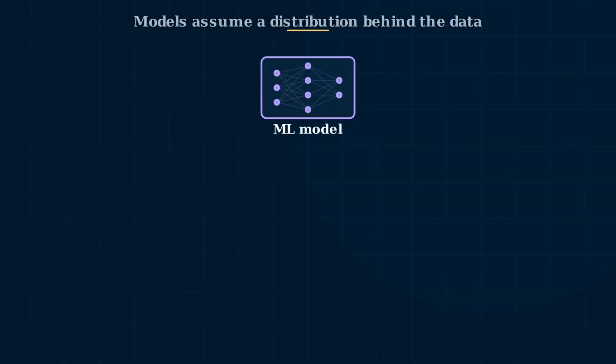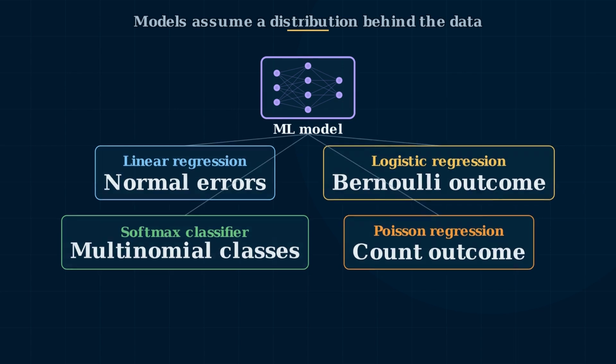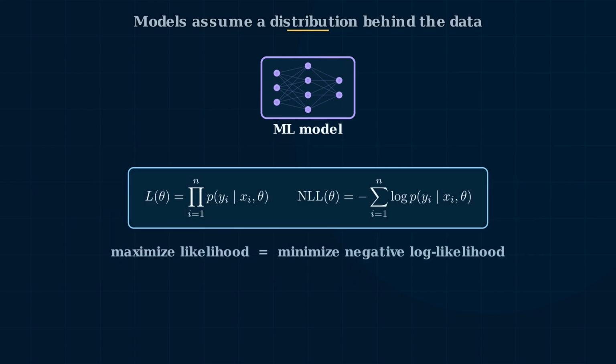These distributions are not labels attached after modeling, they determine what a model predicts and how it learns. Logistic regression outputs a Bernoulli probability, softmax outputs class probabilities, Poisson regression predicts counts. Linear regression often places a normal distribution around its predicted mean. The unifying idea is likelihood. Given parameters theta, how probable was the data we actually observed? Training usually maximizes the product of those probabilities, or equivalently, minimizes the negative sum of their logarithms.